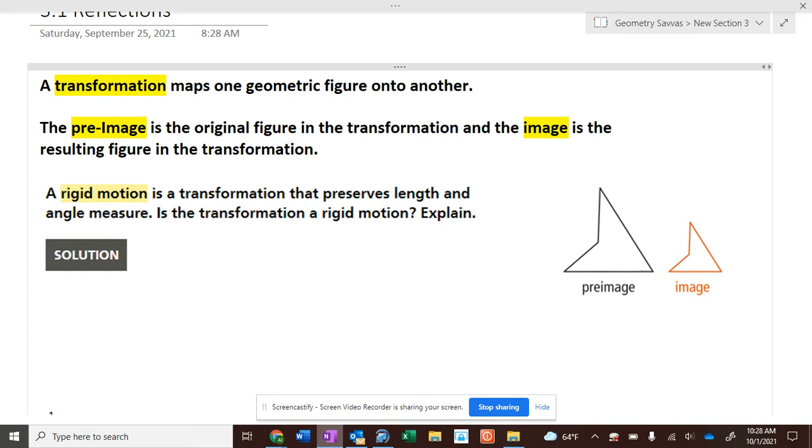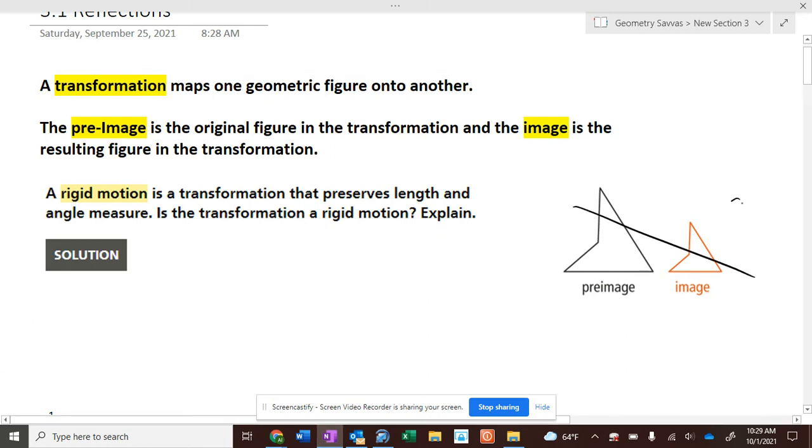So a rigid motion is a transformation that preserves length and angle measure. What that means is a rigid motion is a transformation that produces a congruent figure, the same size and the same shape. Is the figure on the right a rigid motion? No. It preserves the angle measure, but since it's smaller, the length is not preserved. So this is no, not a rigid motion.